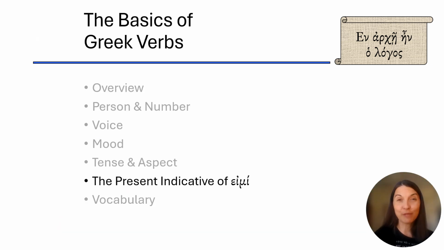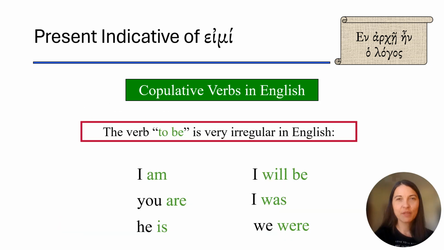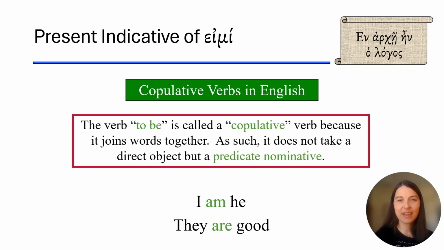Now let's take a look at your first verb. The verb to be in English is very irregular. We have I am, you are, he is, I will be, I was, we were. These are 6 different forms of the same word, depending on whether the action is talking about a singular or plural subject. The verb to be is a copulative verb because it's joining things together. And it doesn't take a direct object, but it takes a predicate nominative.